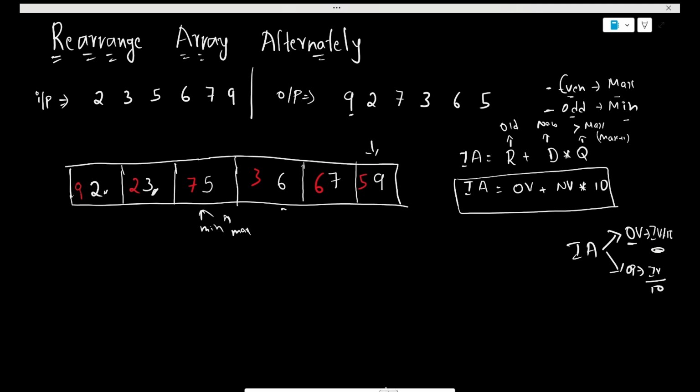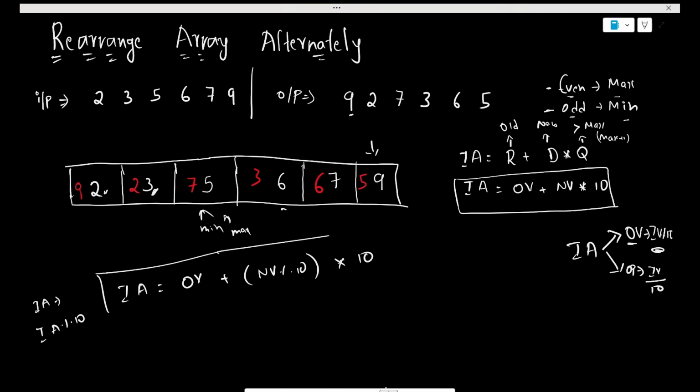Right, I am slightly modifying the formula. Listen to me. The intermediate answer is equal to old value plus new value into 10. Now, whenever the new value is the intermediate answer, we are doing new intermediate answer percentile 10 and giving it to this formula. So why can't we just insert that percentile in that formula? That would become new value percentile 10 into 10. So this becomes the final formula.